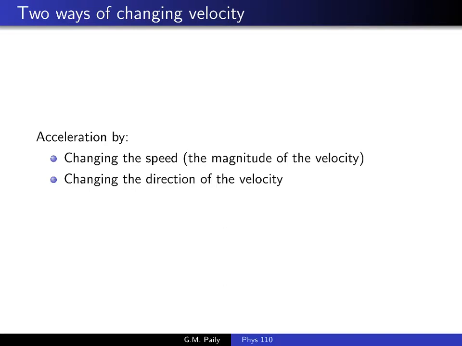And there are two corresponding types of acceleration. There's an acceleration that changes the speed, that is the magnitude of the velocity, and there is an acceleration that changes only the direction of the velocity, but leaves the magnitude alone.